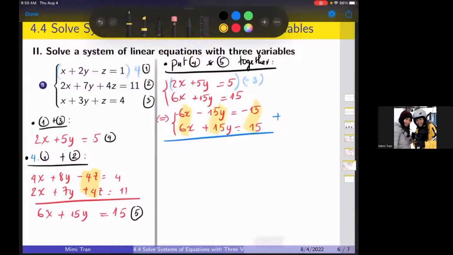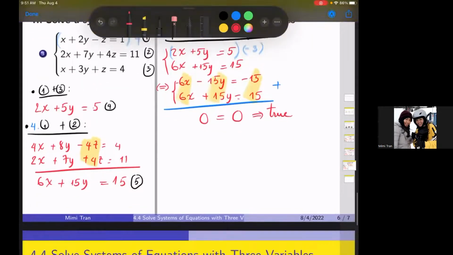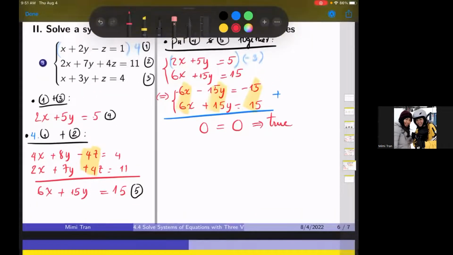So on the left, 0. So 0, 0. On the right, also 0. Is 0 equal 0? Is it true or false? True, right? 0 equals 0 is true. So this means when you have this kind of situation, you know that you have infinitely many solutions. Right? So what do I do?